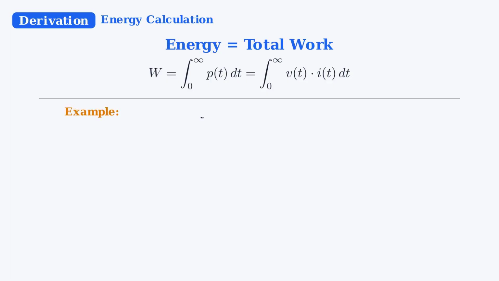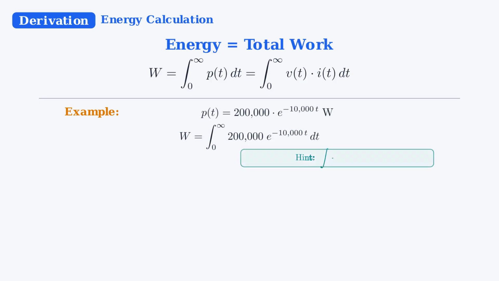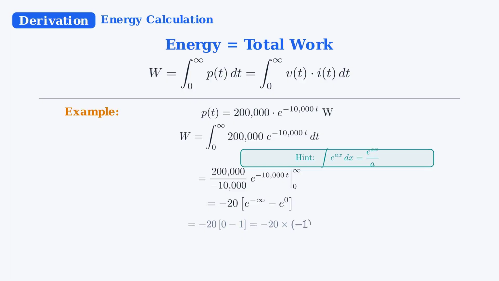Let's work through an example. Suppose the power is P of t equals 200,000 times e to the negative 10,000 t in watts. To find the total energy, we integrate from 0 to infinity. Using the hint that the integral of e to the ax dx equals e to the ax divided by a, we get 200,000 divided by negative 10,000 times e to the negative 10,000 t, evaluated from 0 to infinity.